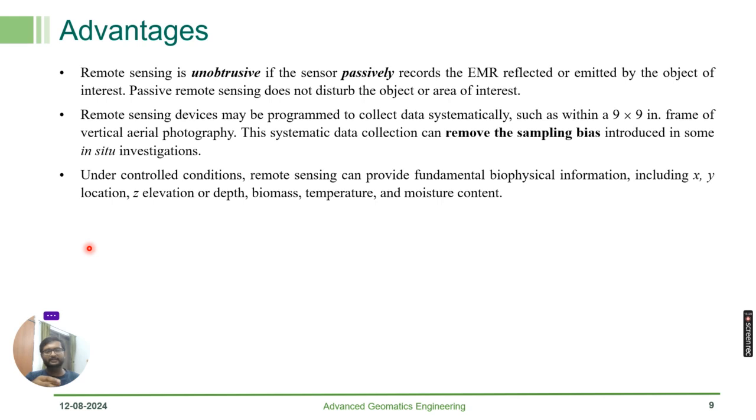While going inside, you will disturb that particular area which is sensitive in nature. And sometimes it is possible that we cannot go inside the forest, or some locations are not accessible. So we can access those kinds of areas using remote sensing data sets. Apart from that, we can collect very continuous data sets and we can remove the sampling bias.